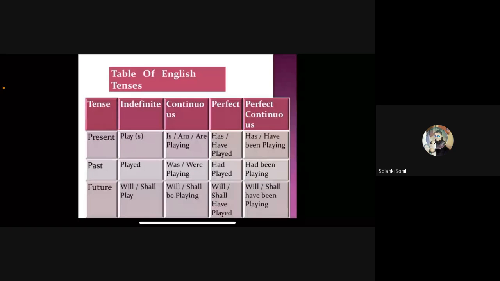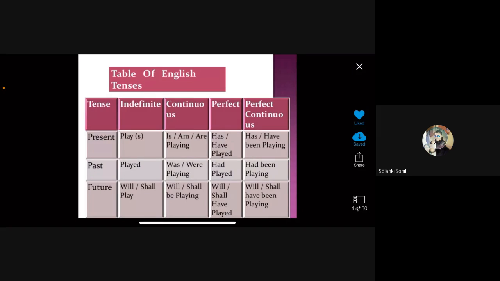In simple tenses, you can add s or es with the verb. In continuous, ing is there. Present continuous, ing, and with that, is, am, are should be there because it is present tense. Then present perfect. So whenever you hear the name of a perfect tense, it means what? Has, have, had. You have to just mug it up. If you see has, have, had, it is perfect tense.